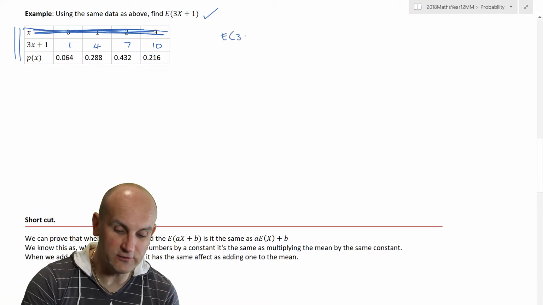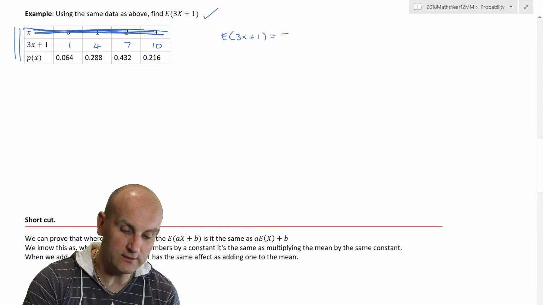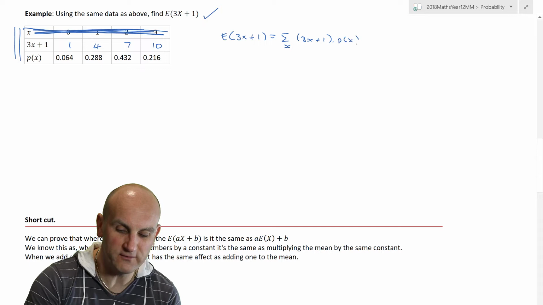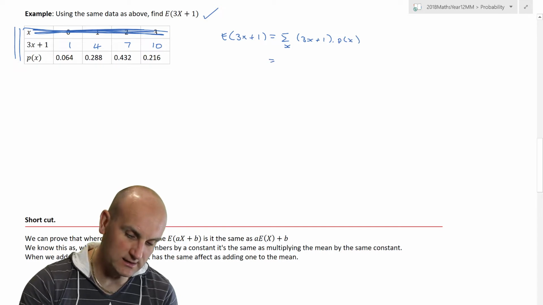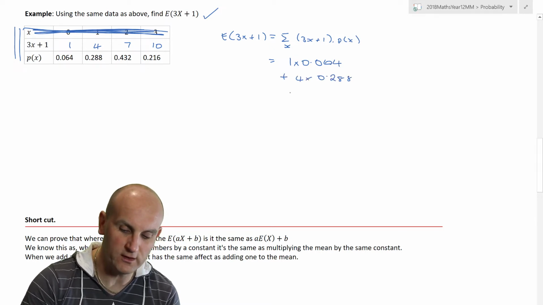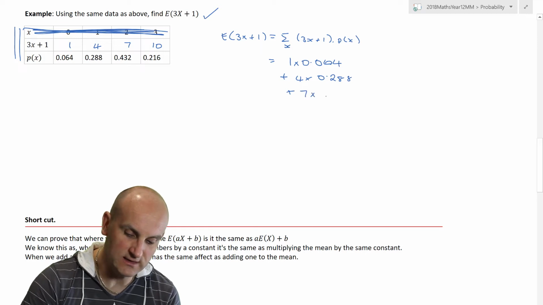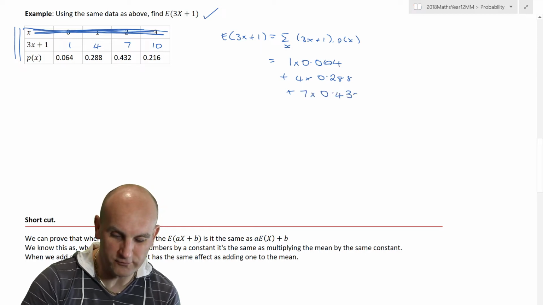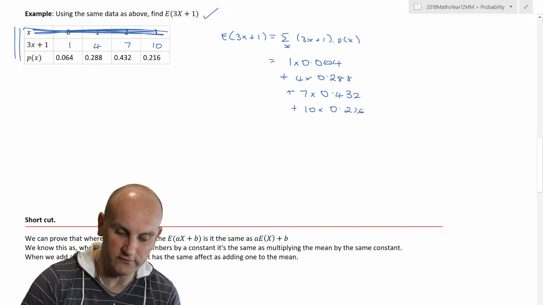The expectation of 3x plus 1 is equal to the sum over x of (3x plus 1) times p of x, which equals 1 times 0.064 plus, I'm going to write it long way down so I don't run out of space, 4 times 0.288, 7 times 0.432, and 10 times 0.216.